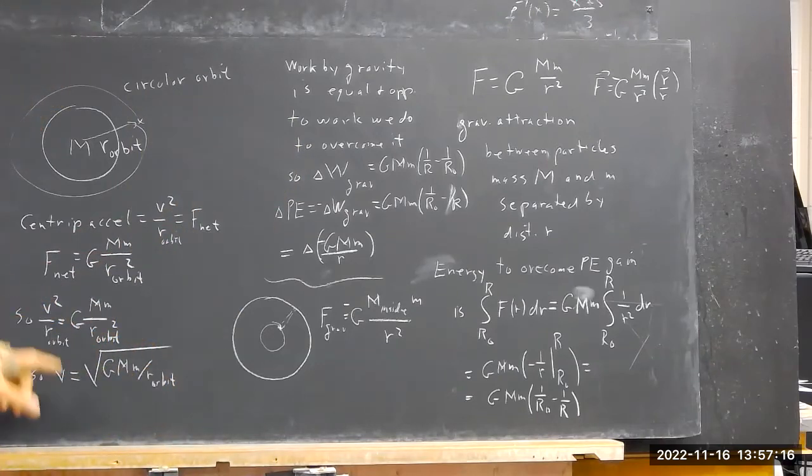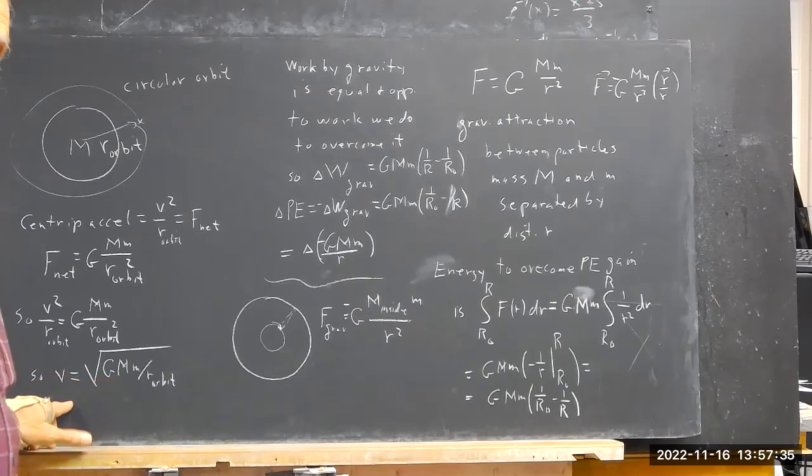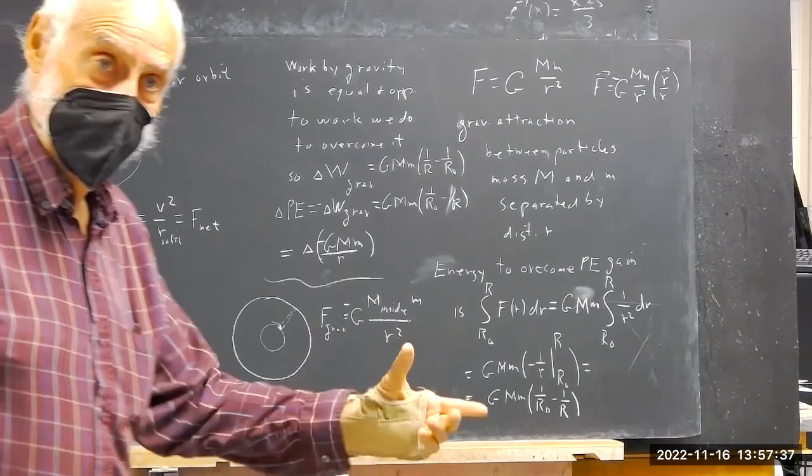Okay. Here's our velocity. That allows us to calculate the kinetic energy we need. We start with zero kinetic energy. Actually, not, because there's rotation. Launch in the direction of the Earth's rotation, but most of the kinetic energy we need is going to be due to this velocity. It's 1/2 mv squared.